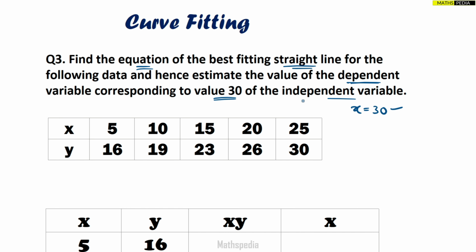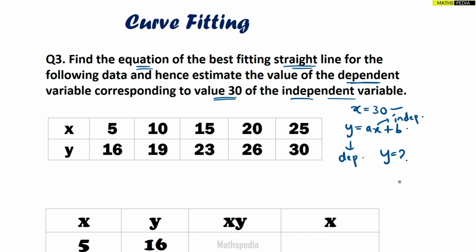So how I understood here, x is 30. We know y is equal to ax plus b. What are the dependent and independent variables? y is nothing but the dependent variable and x is nothing but the independent variable. Now here what they are suggesting is that for the value 30 of the independent variable, we have to find the corresponding value of the dependent variable. That means x equal to 30, what will be the y value we need to find?